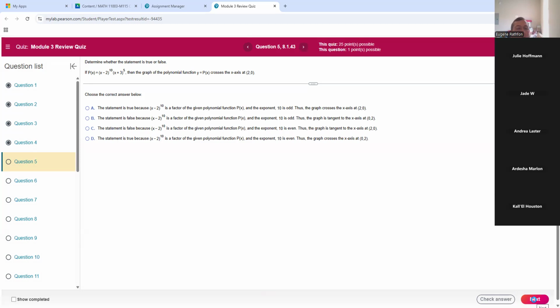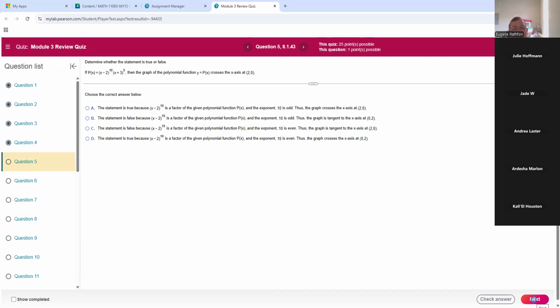So this one, they want to know if this statement is true or false. Now, this is talking about whether the graph is going to cross the x-axis at a zero, or is it going to come down and be tangent to it? So remember, tangent meant it sort of comes down, touches it, and goes back up. They're giving me p of x equals (x minus 2) to the 10th, (x plus 3) to the 5th. They're saying that the polynomial function y equals p of x crosses the x-axis at (2, 0).